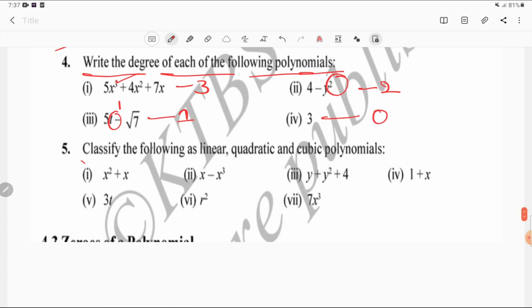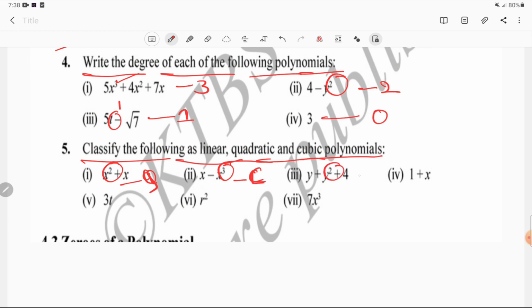Very simple. Fifth one. Classify the following as linear, quadratic and cubic. So how do we identify linear, quadratic and cubic? They depend upon the degree. If the degree is 1, linear. If the degree is 2, quadratic. If the degree is 3, cubic. See, the highest degree is 2, so it is quadratic. Highest degree is 3, this is cubic.